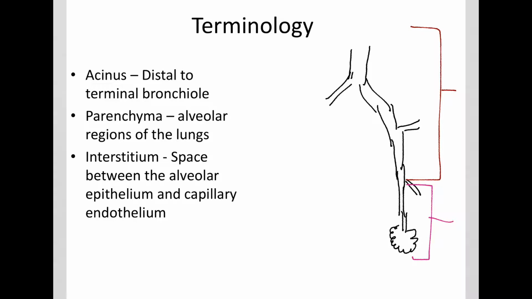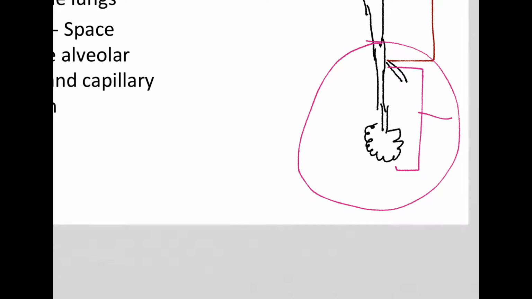The acinus, this is the area as we see from here on up. I'm going to reverse myself actually. The acinus is distal to this part, so it's this area that we see just distal to the terminal bronchiole. That's more the area where the conducting zone is at. The parenchyma would be this area down here. It's more the alveolar region of the lungs themselves.